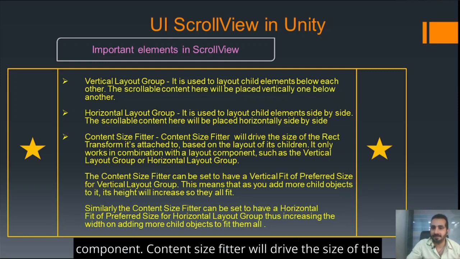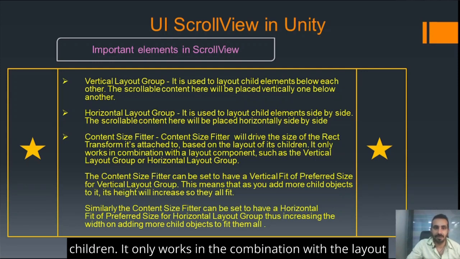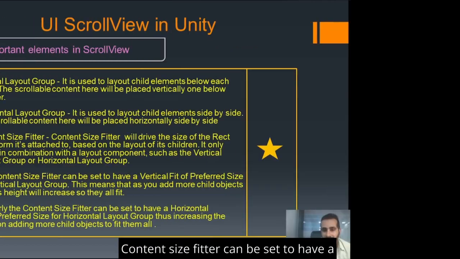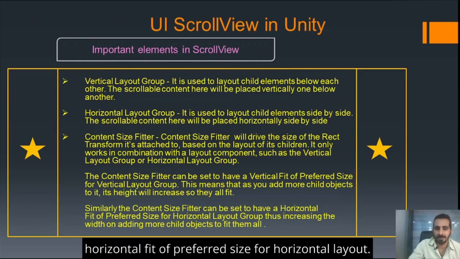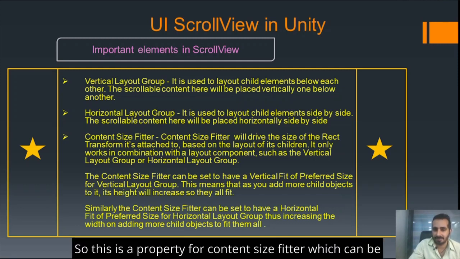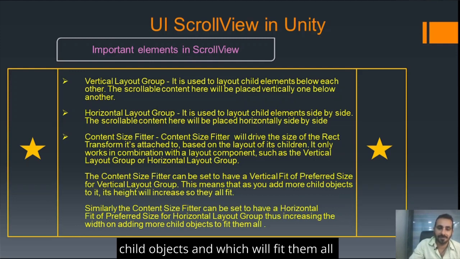Content size fitter will drive the size of the rect transform it's attached to based on the layout of its children. It only works in combination with a layout component such as your vertical layout group or horizontal layout group. Content size fitter can be set to have a horizontal fit of preferred size for horizontal layout group. So we can set the horizontal fit to preferred size for content size fitter. So this is a property for content size fitter which can be set to preferred size. This will basically increase the width on adding more child objects, and which will fit them all.